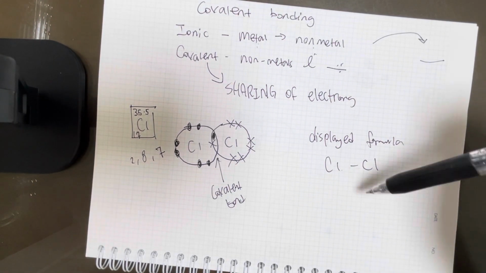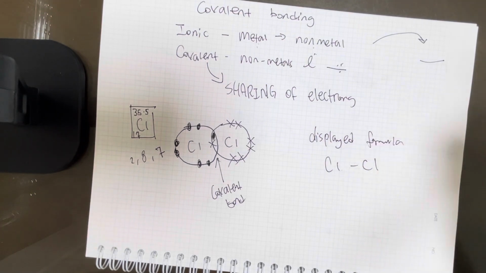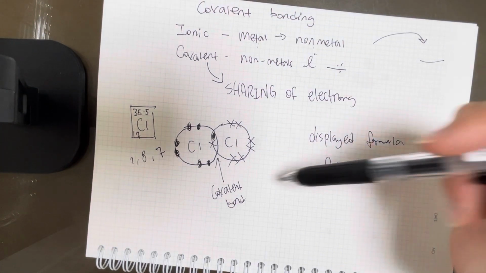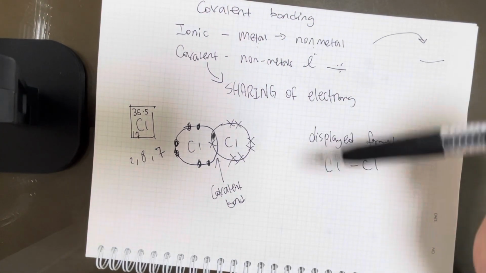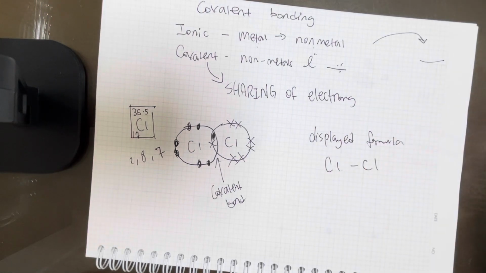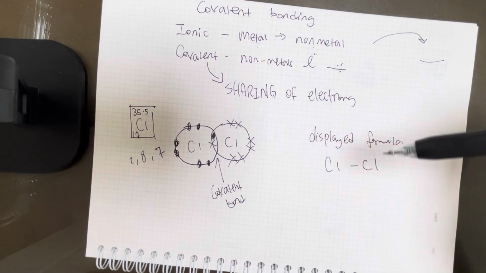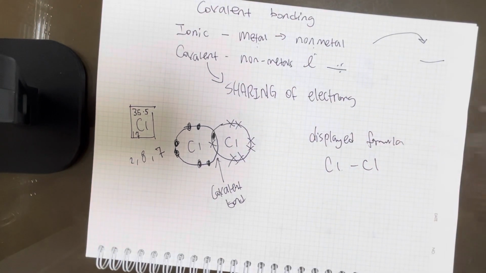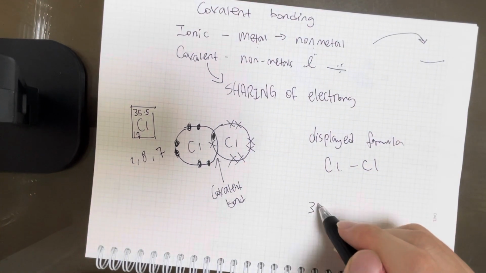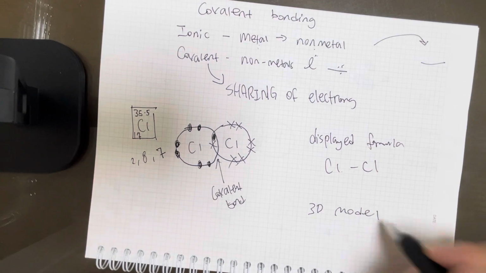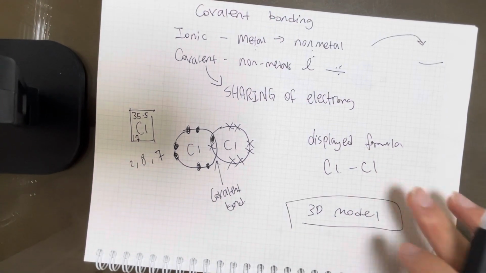Now, why would you use covalent displayed formulas? Well, first of all, it saves time, and it's a much simpler way to show these covalent bonds, right? But it comes with 2 major downsides. Number one, we can't see these electrons, so we're not able to see the structure of how they're shared. And number two, it doesn't tell us the 3D shape of the molecule. We can't tell what the physical 3D model would look like. And for that, we would use a 3D model. We'll take a look at a 3D model with our next example.